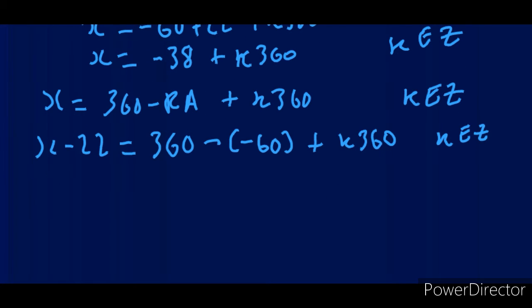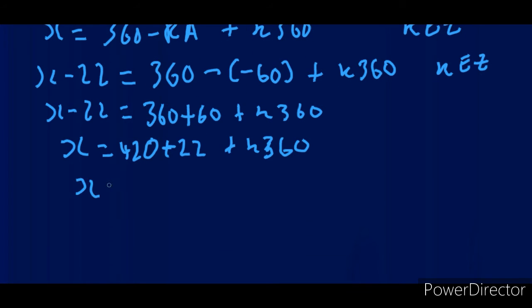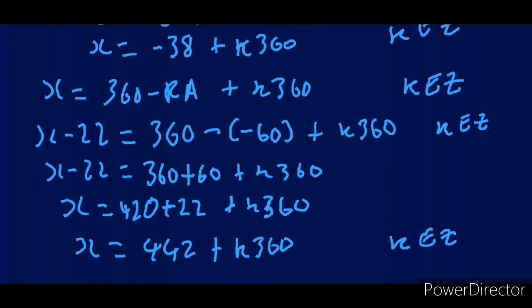And then from here, we're going to end up having x minus 22 is equals to 360 plus 60 plus k 360. And then now we're going to have x is equals to, so 360 plus 60 is 420, so we'll have 420 plus 22 plus k 360. And then from here, we're going to have x is equals to 442 plus k 360, and k is an element of integers. So there we have it. These are our two general solutions.